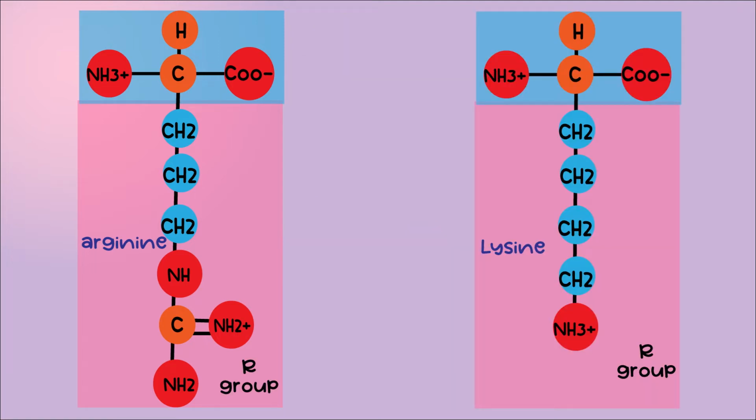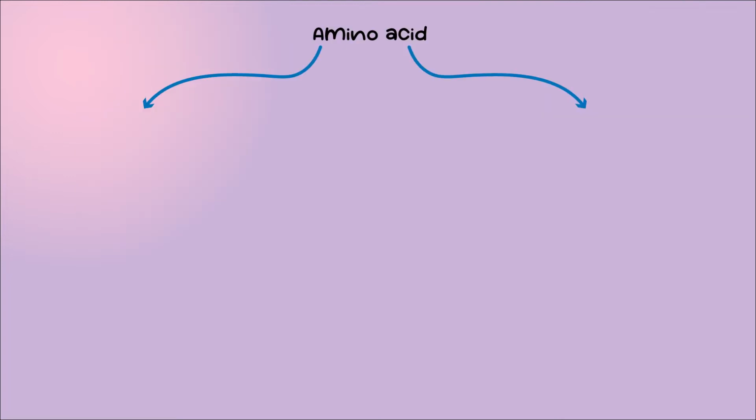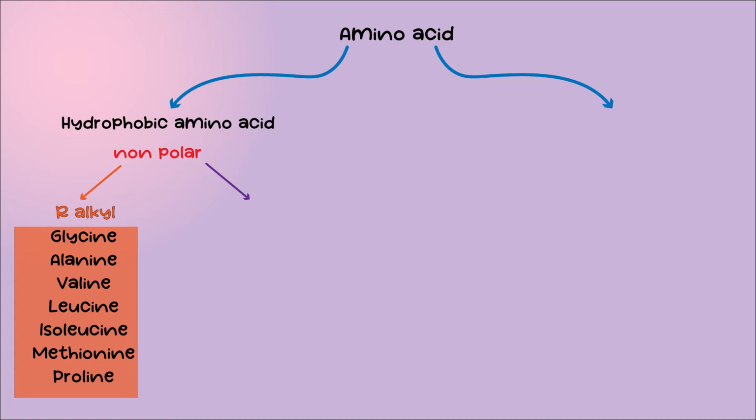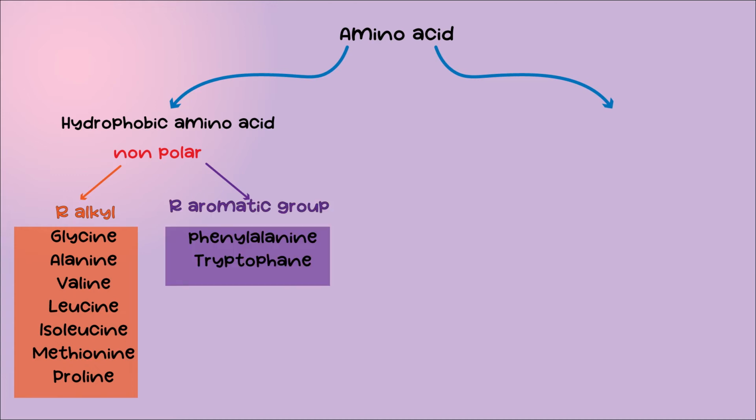The R group can also define the type of amino acid, like lysine and arginine, which are positively charged. Their pH is above 7. And from this point of view, this is how we classify the 20 amino acids that exist in nature, depending on the R group and the polarity. We have hydrophobic amino acids, and they are nonpolar, meaning they have no charge, and they divide into two types. One is the alkyl R group, made of 8 amino acids. The second type is the aromatic R group, made of 2 amino acids.